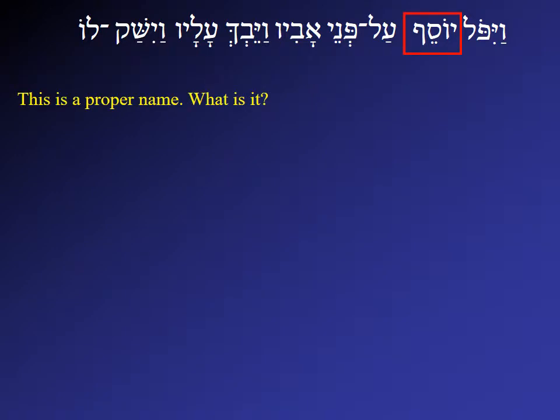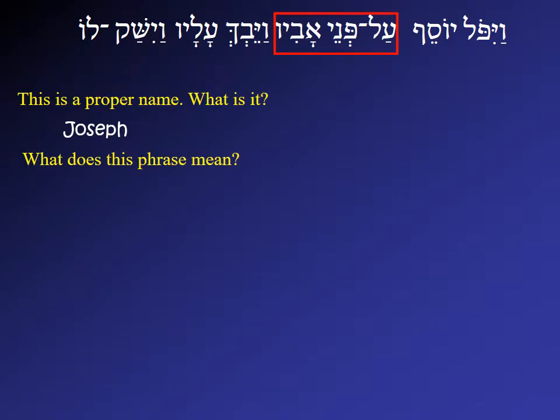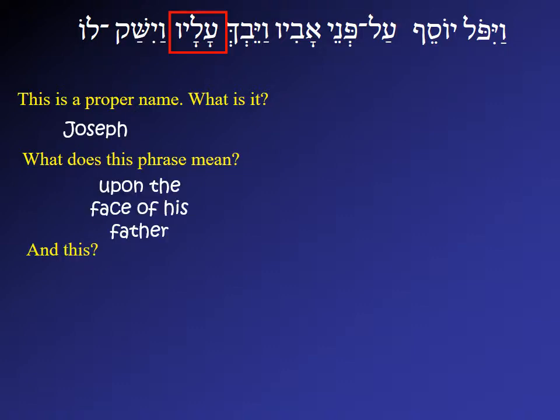Okay, this is a proper name, which you should recognize as Joseph. We've seen this phrase quite frequently recently. This is al pnei aviv, upon the face of his father. This is our old friend alav, not to be confused with elav. So this is alav, upon him.